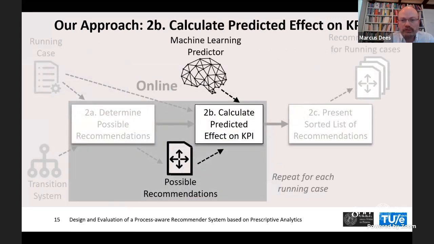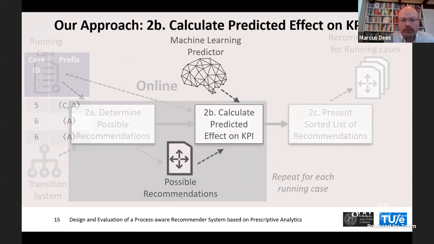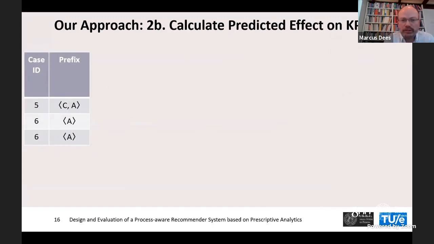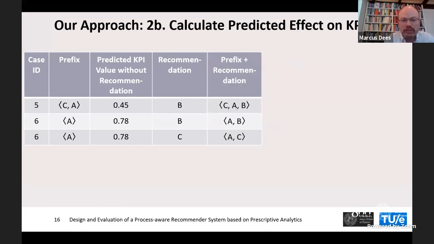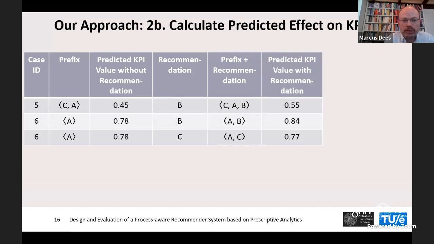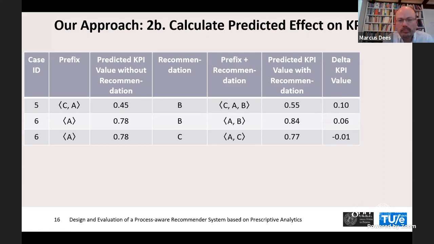Now, next, we calculate the predicted effect on the KPI for every possible recommendation. So we start with a list of running cases, and we use the predictor to calculate the expected KPI value. It's all fictive values, but just to show you how it's done. And next, we add the recommendation to the prefix and encode also the combination. So CAB and AB and AC are all encoded. And we use the predictor again to calculate the expected KPI value using this prefix plus the recommendation. And then we can compare both the predictions and calculate the difference in expected KPI value.